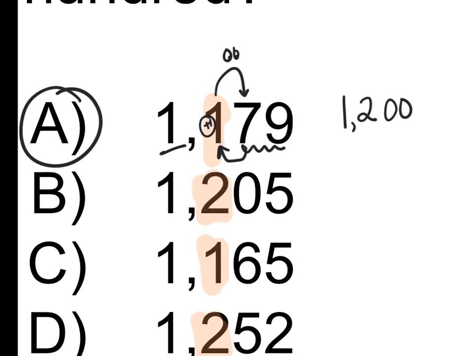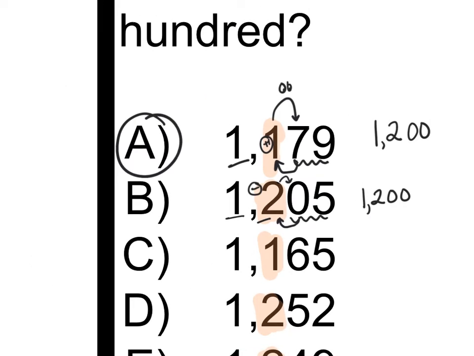For B, this 2 is going to look to the 0 to tell it what to do. And since the 0 is 4 or less, it's going to tell the 2 to rest. So we're going to just keep it the same. So my 1 is going to stay the same. My 2 is going to rest at a 2. And everything else after that is going to become zeros. Which means that this is also a correct answer.